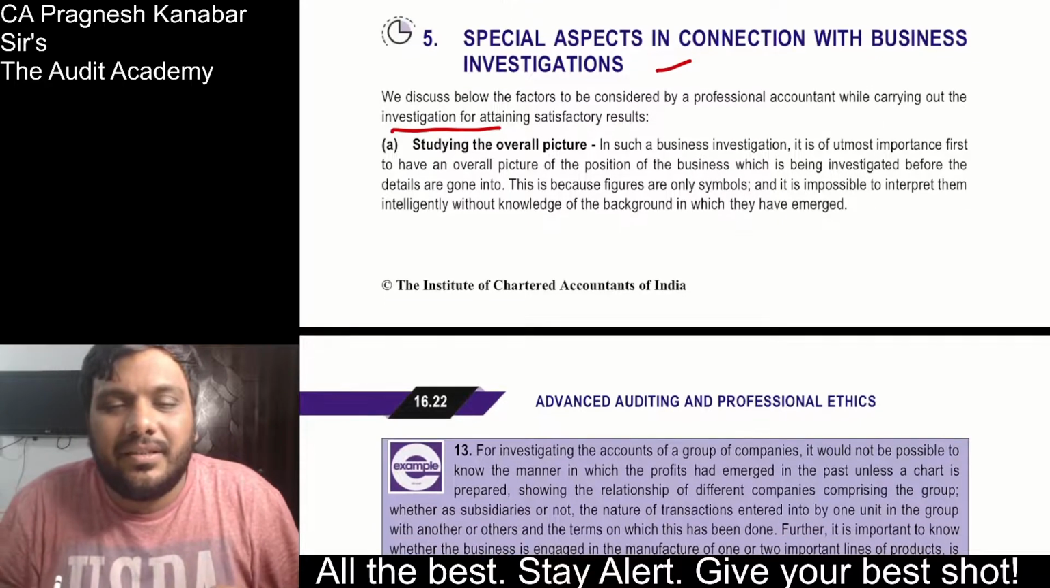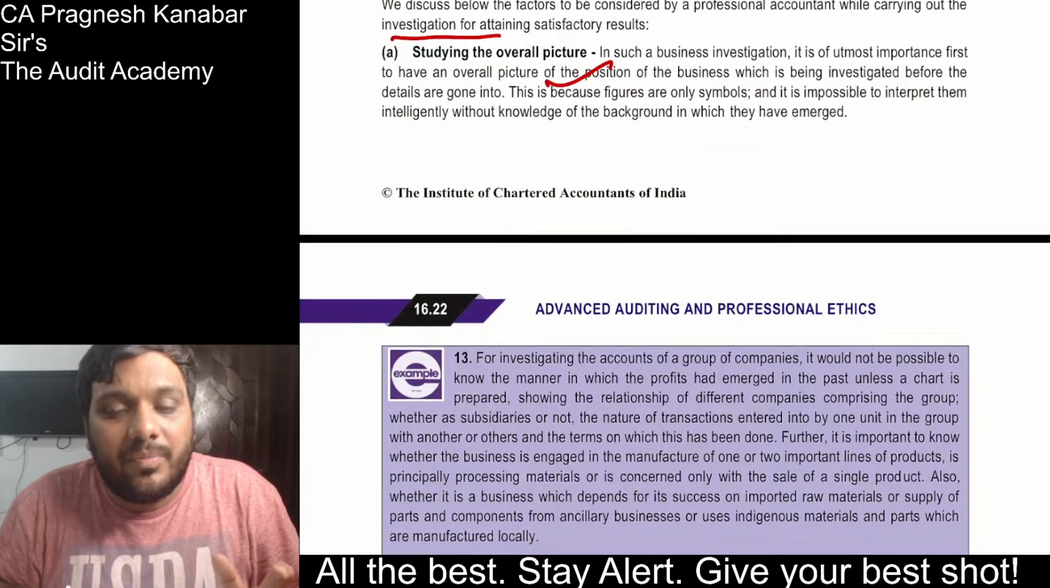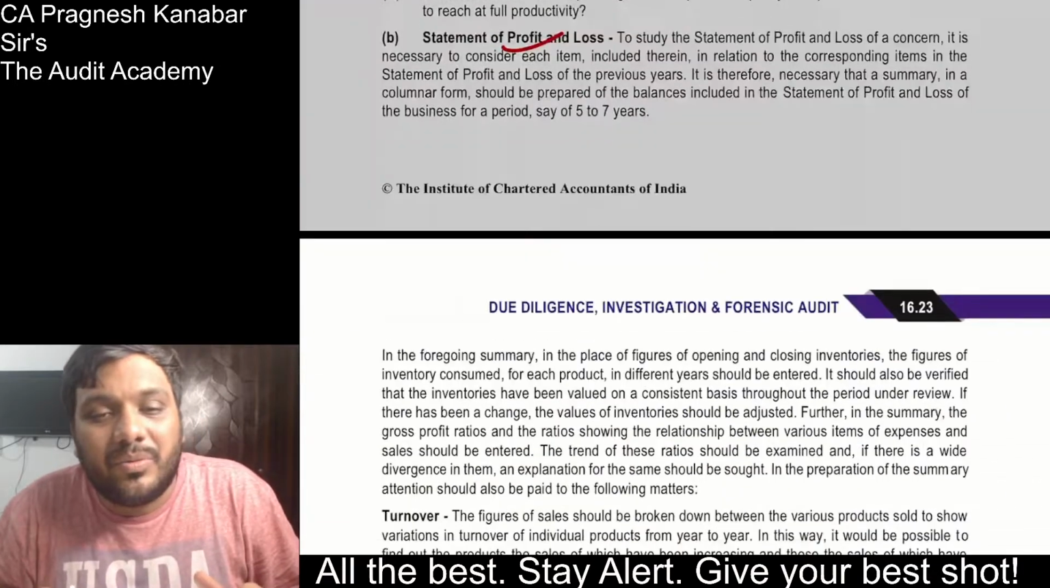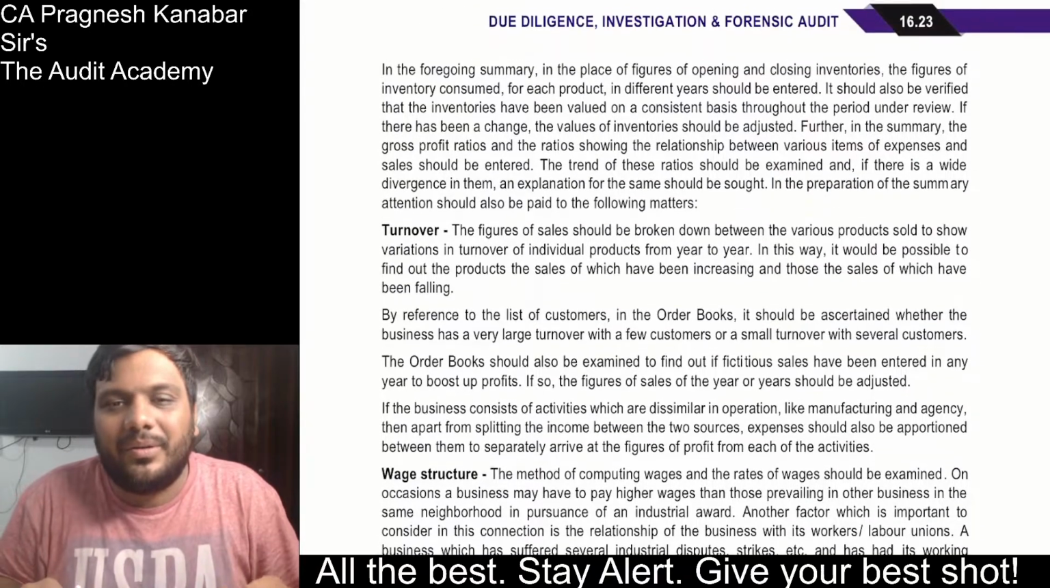Then look at this. Special aspects in connection with business investigation. So for any business investigation, first an overall picture needs to be studied. Then look at this. Their P&L needs to be studied. But don't worry. Alright. You will not get such a separate question over here.